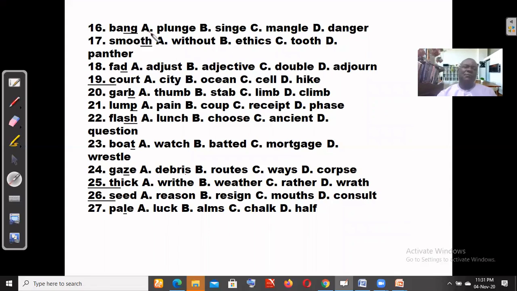Then we pronounce the options one by one, and we identify the one that contains the sound that is the same as the one in the word we have been given. Now let's start with number 16, which is bang. Underlined is ng, which is the velar nasal, ng. Now let's look at where we can find this.